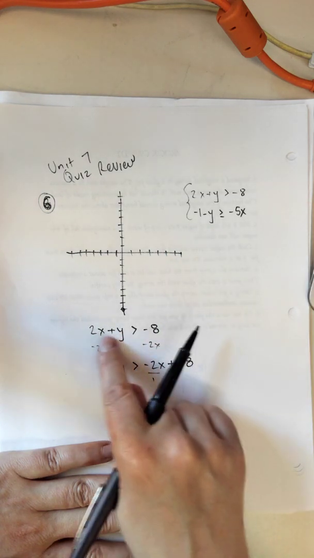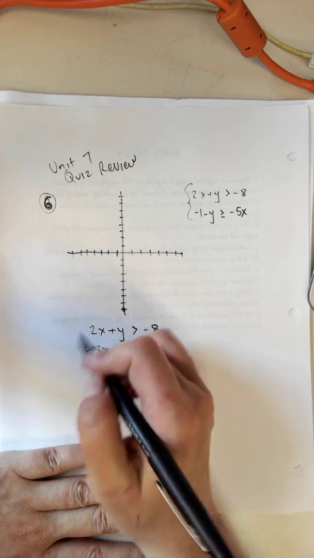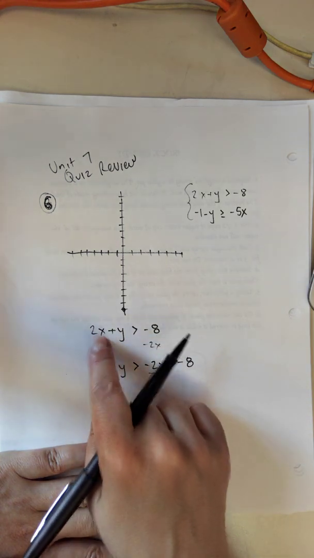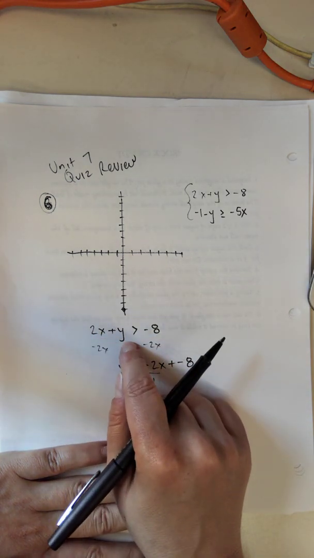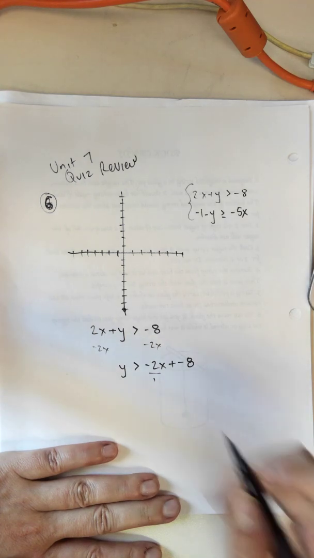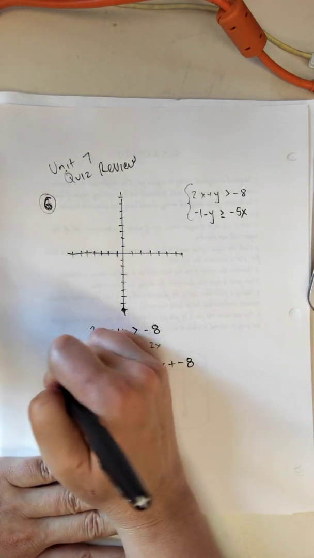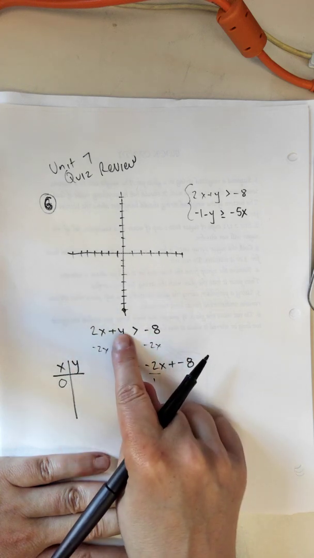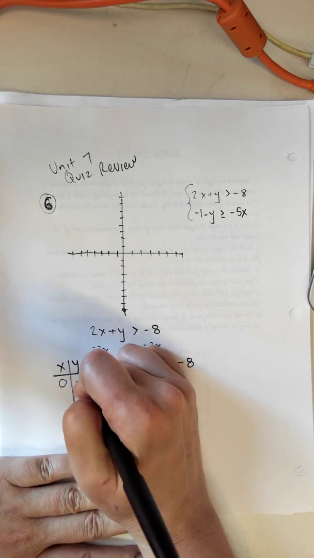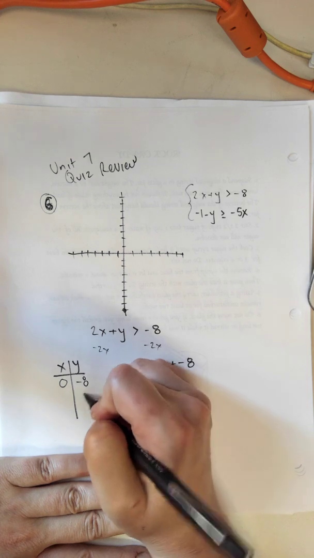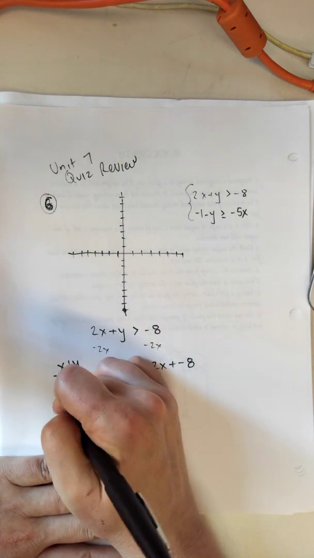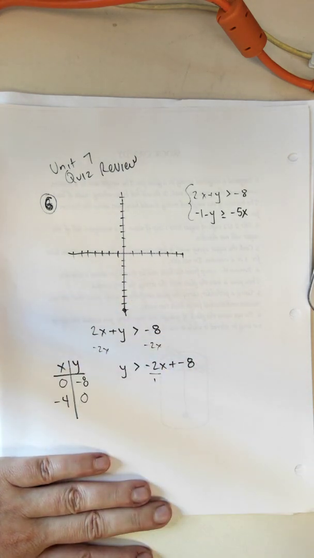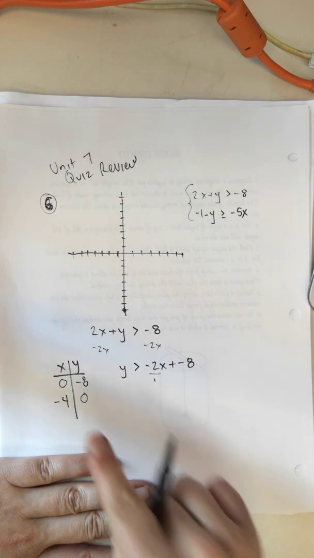Another way would have been to just come up with x's and y's, like make a little table, a chart, and ask, what if x is 0, then what's y? What if y is 0, what's x? That actually would have been pretty easy. Actually, let me show you how to do that just in case. So if x is 0, y would have been negative 8. And if y is 0, x would have been negative 4.